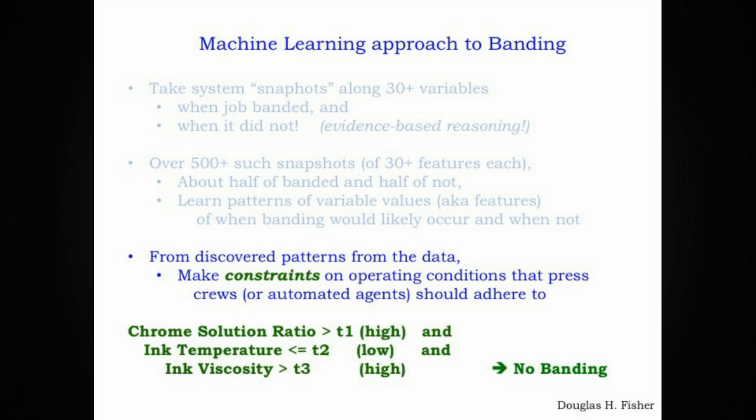And again, I'm oversimplifying the story a bit because you can read about it elsewhere, is if the chrome solution ratio was greater than a certain threshold, and the ink temperature was less than or equal to another threshold, and the ink viscosity was greater than still another threshold, then banding was unlikely. And so operators were told, adhere to these rules, adhere to these specific thresholds, and you will avoid banding.